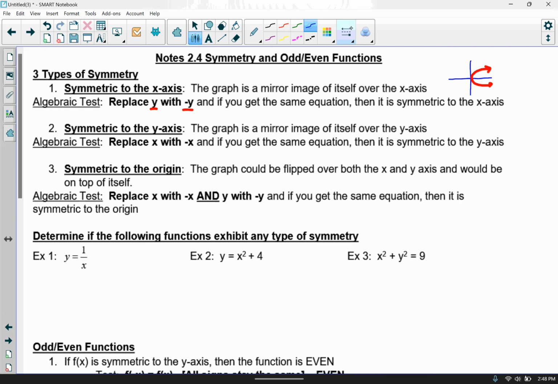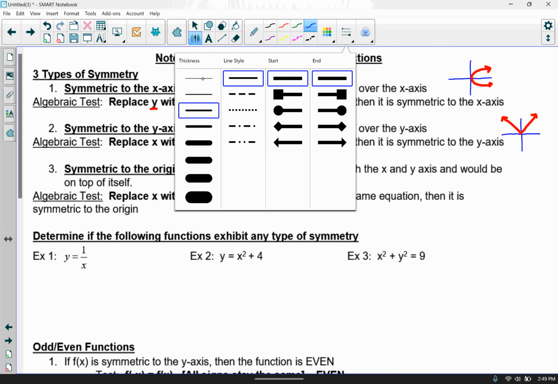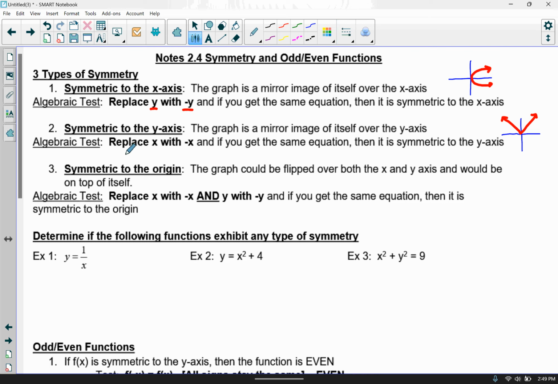To be symmetric to the y-axis, same thing. I need to be able to take my graph and fold it over the y-axis, and it would be on top of itself. I'll use an absolute value curve here. If I were to fold it over that y-axis, the left would be on the right, or vice versa, the right would be on the left. The algebraic test for being symmetric to the y-axis: you replace x with negative x and clean it up. If you get the same equation, then yes, it's symmetric to the y-axis.